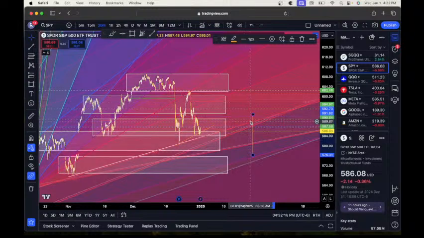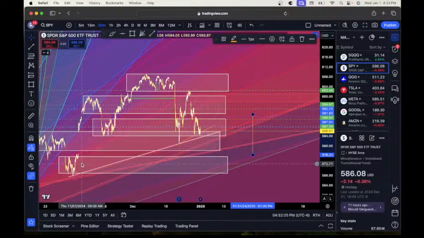and then another fall. So that's how my outlook is, because we still haven't filled this gap down here completely. This is a partial fill. This is at 577.05, and guess what? That's the bottom of where this lines up.